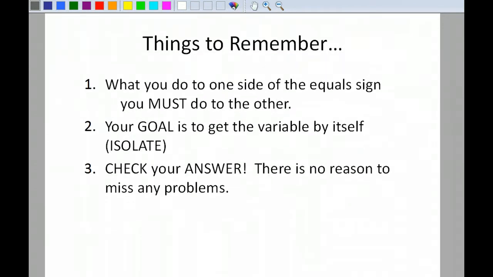So a few things I need you to remember. What you do on one side of the equal sign, you must do to the other. Our ultimate goal is going to be to get the variable by itself. We want to isolate the variable. And then you can always check your answer. There's no reason to miss any of these problems because you can always go back and check.